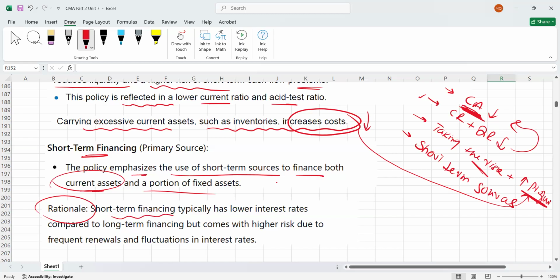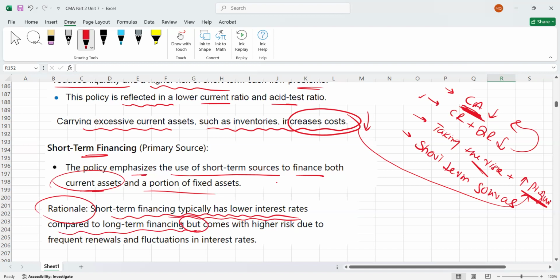They're saying short term financing typically has lower interest rates. Like if you take short-term loans, the interest rate could be lower because the bank is taking less risk. They are giving you a loan for a short period. But on the other hand, if you are taking a loan for a longer period, it means the bank is also taking risk, so it will charge higher interest to compensate its risk, right? So this is what they're saying. Short-term financing typically has lower interest rates compared to long-term financing.